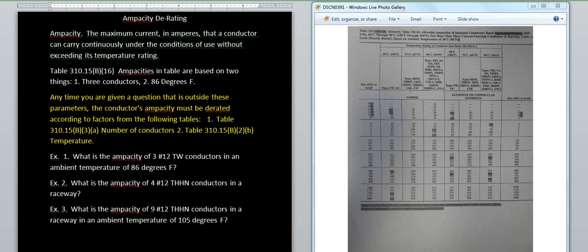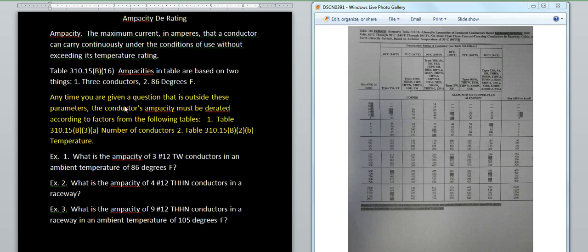Now, through example or through table 310.15(B)(16), which is your ampacity tables. I discussed these in class, but you can find the ampacities of certain conductors, the sizes of conductors here, and under different temperature limitations. So these ampacities on the table are based on two things and two things only. They're based on 3 conductors in a raceway and at an ambient temperature of 86 degrees Fahrenheit.